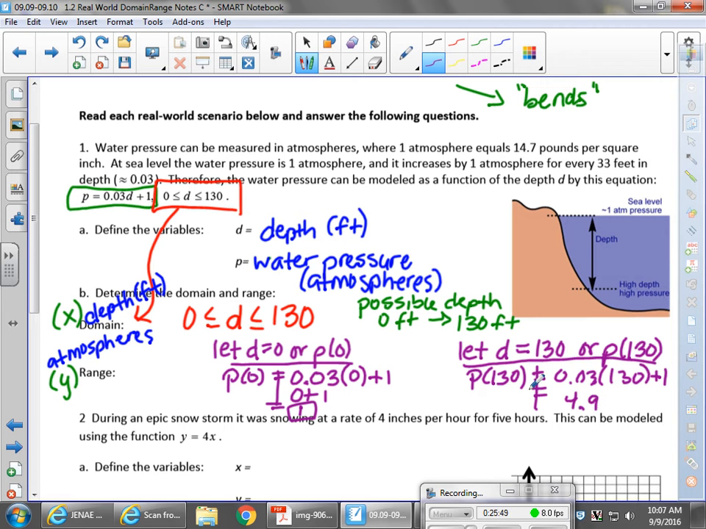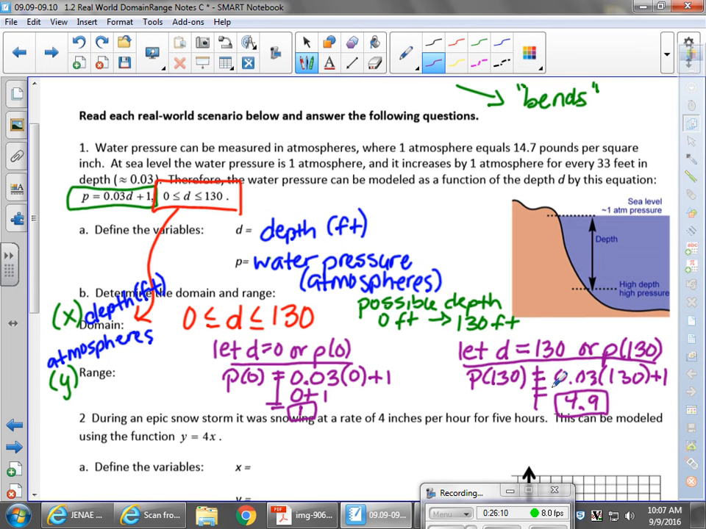Don't just watch the math, try the math. Use your calculator right now. It's 0.03 times 130 plus 1. 4.9. I'm hearing some yeses on this. Good. So we have found what we need for the range.